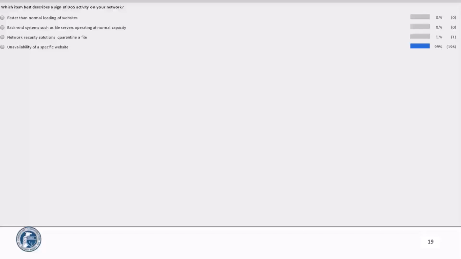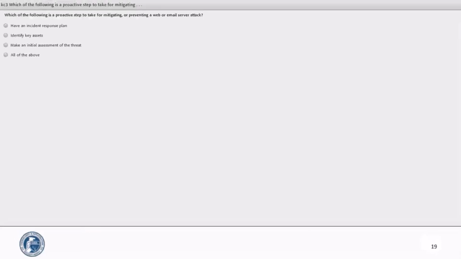All right, let's go ahead to our third question of the day. And you guys are doing great on this. Definitely you're paying attention, or you have a lot of background information in regards to protecting web servers and email servers.